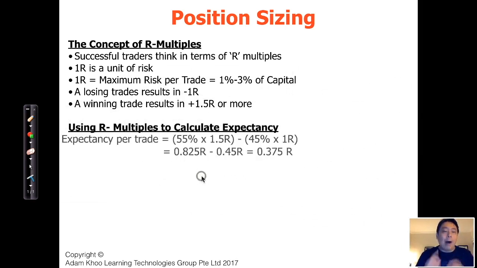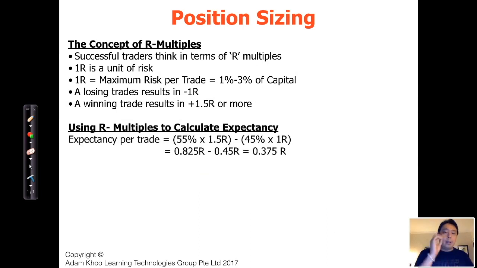So if you use our R multiples to calculate your expectancy, here's how it looks. Same thing: your expected profit per trade will be your win rate of 55% multiplied by your average win, which is 1.5R, minus your percentage loss per trade, 45%, multiplied by 1R average loss. If you do the math, you get 0.375R per trade. So on average, every trade you make, you're going to make 0.375R. As long as it is a positive figure, your trading system has a positive expectancy in the markets.